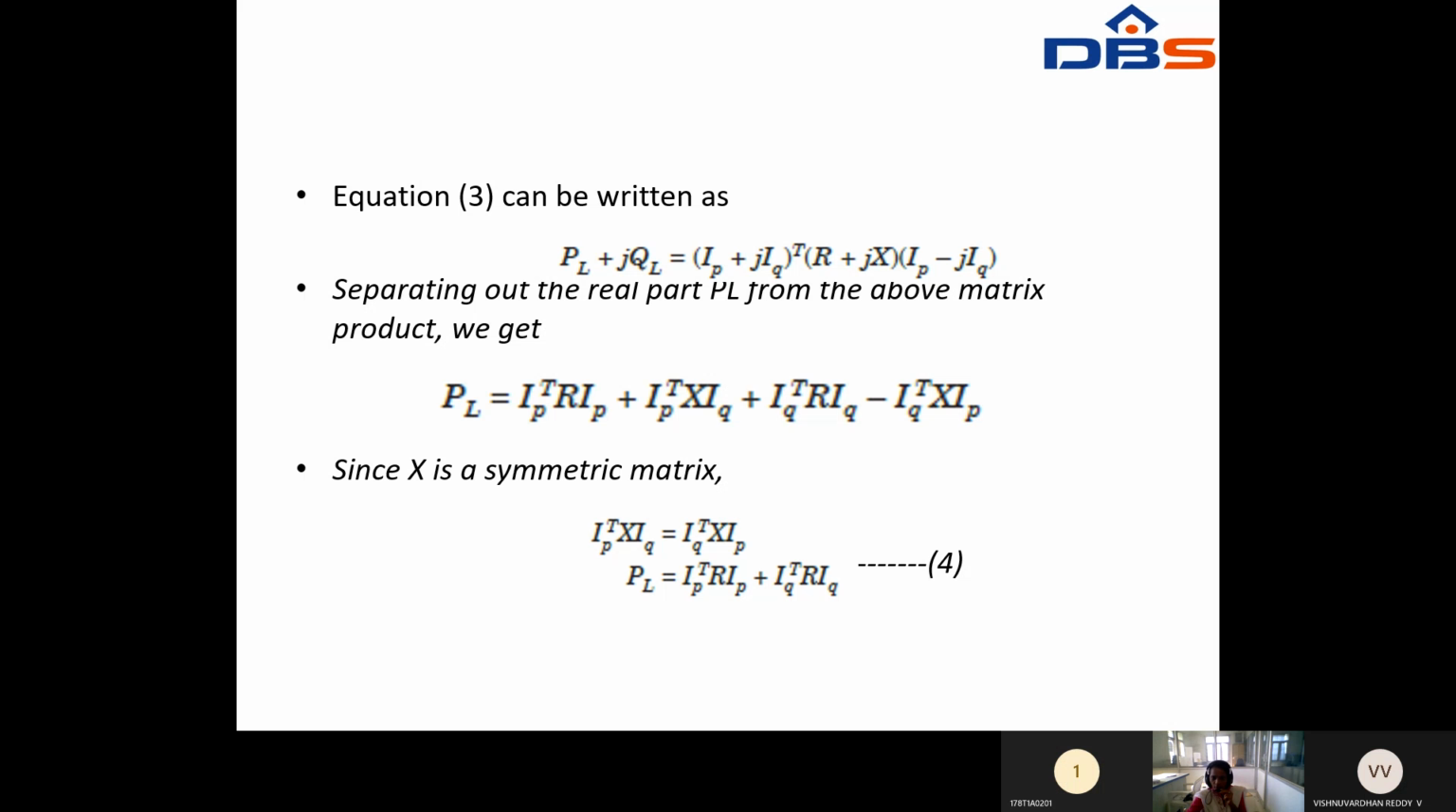and IQ transpose into R into IQ, minus IQ transpose into X IP. This is a symmetrical matrix, so IP transpose X IQ equals IQ transpose X IP. So PL equals IP transpose R IP plus IQ transpose R IQ. This is equation number 4.